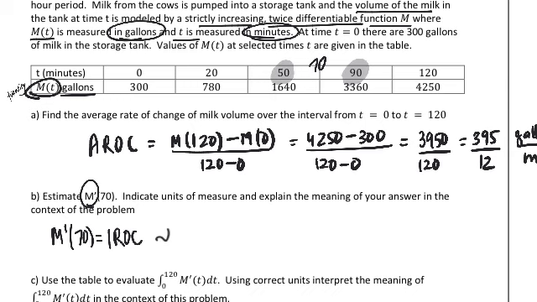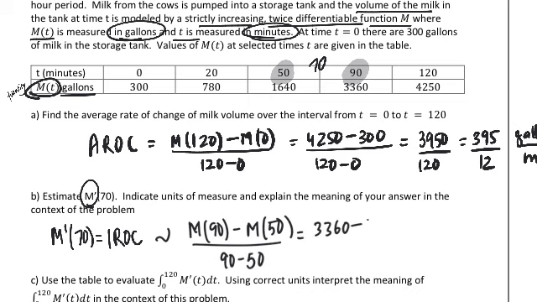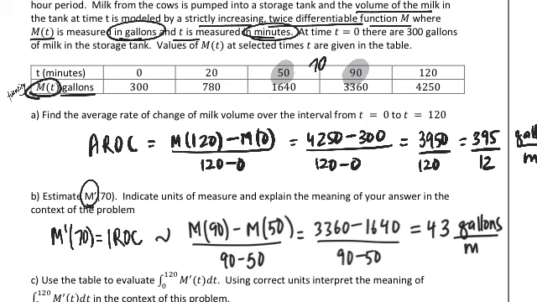So m prime of 70 will be approximately m of 90 minus m of 50 over 90 minus 50, and this is going to come out to be 3360 minus 1640 over 90 minus 50, and this works out to be 43 gallons per minute. Okay, 43 gallons per minute.